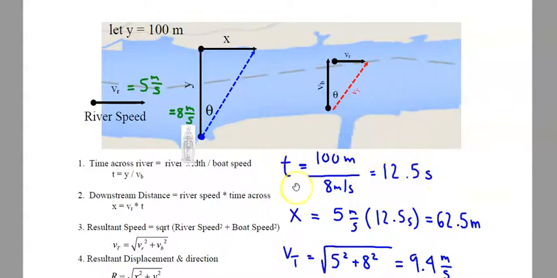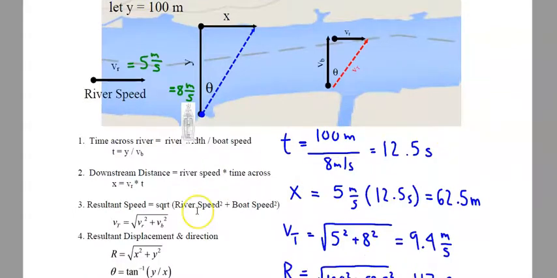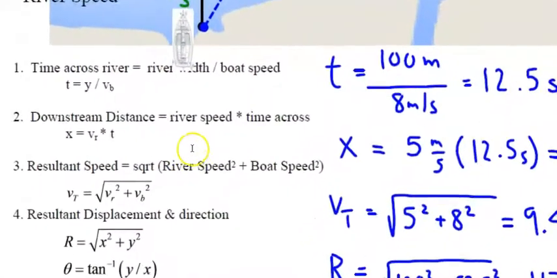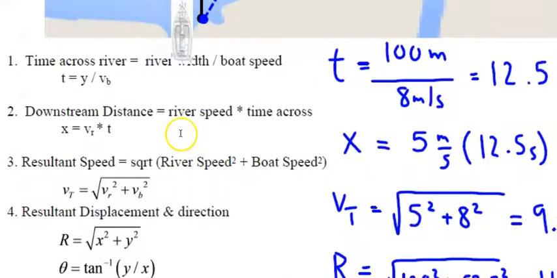This is a critical piece of information because whether you go straight across when there is no river speed, or whether you try to go straight across but the river pushes you downstream, it still takes 12.5 seconds to get there. Now the next question we're going to answer is, how far downstream does the river push the boat?